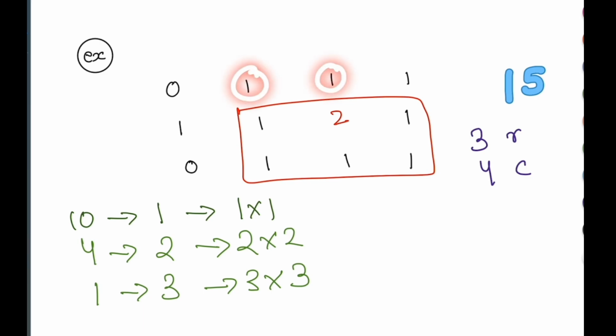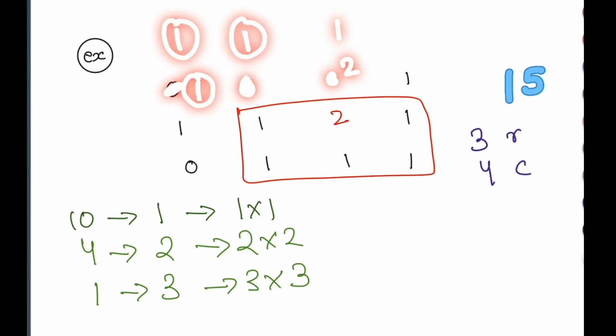Now these are 1s, right? Why can this be a 2? If the upper is 1, the diagonal is 1 and the left is 1, right? Why will this element be a 2? When the upper is 1, left is 1 and diagonal is 1, then only this will be a 2. And why can this element be a 2? If the upper is 1, the left is 1 and the diagonal is 1, then this can be a 2.